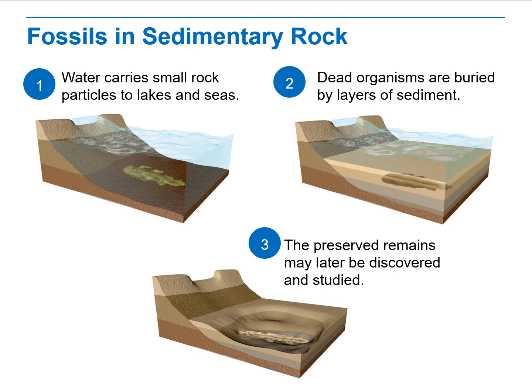What turns layers of sediment into rock? It's the pressure from the sediment building up on top of the layers. So pressure and chemical activity turn sediment to rock.